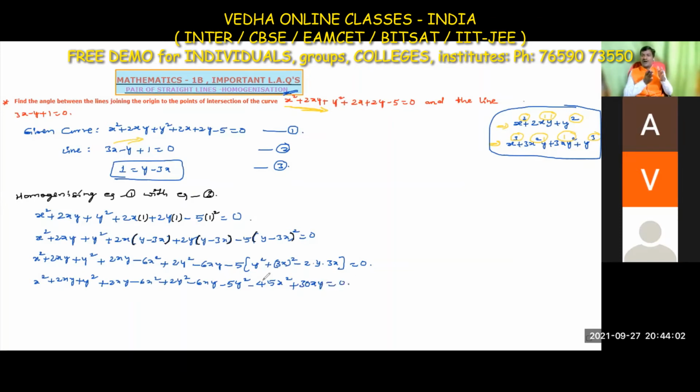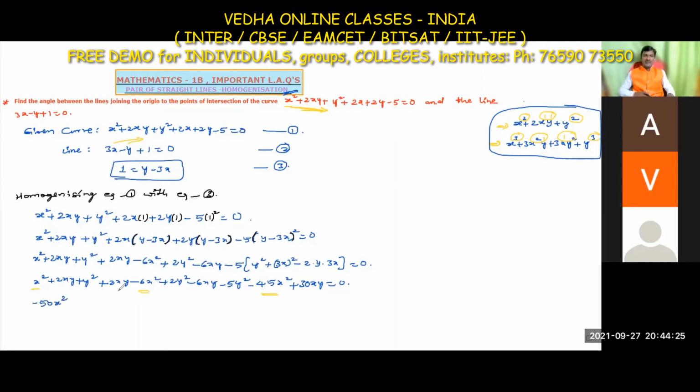Now write them in the order: x square term, xy term, y square term. Here add all the terms, x square terms: x square, minus 6x square, minus 5x square, minus 45, minus 50. Total is minus 50x square. So write this, minus 50x square.